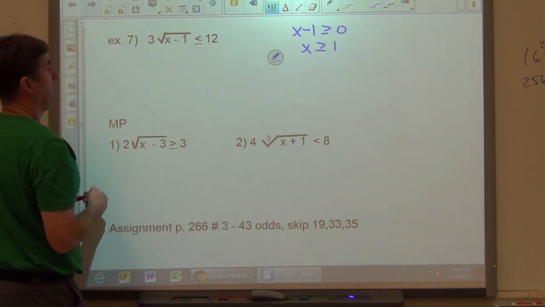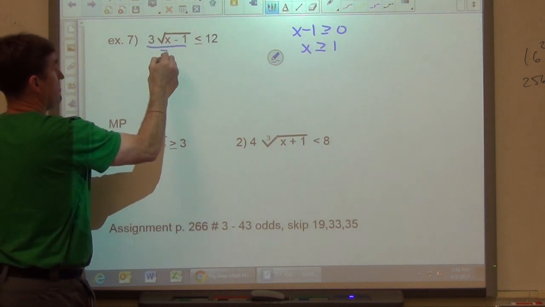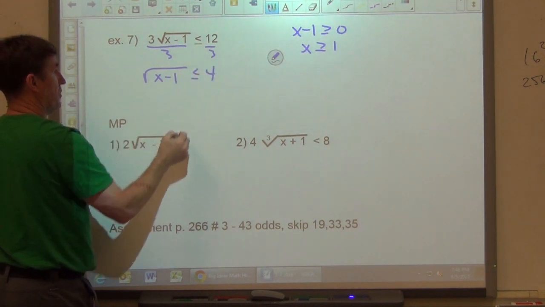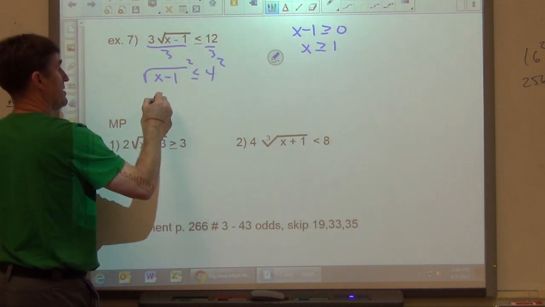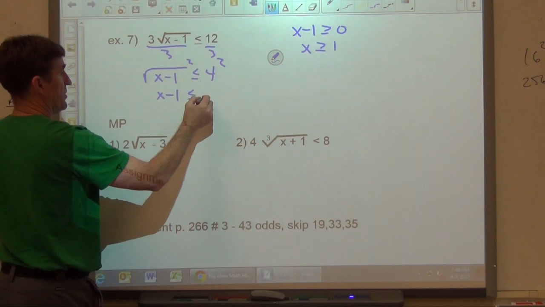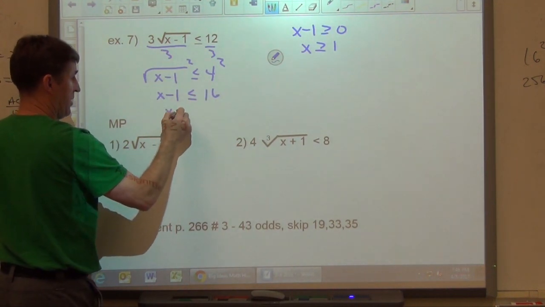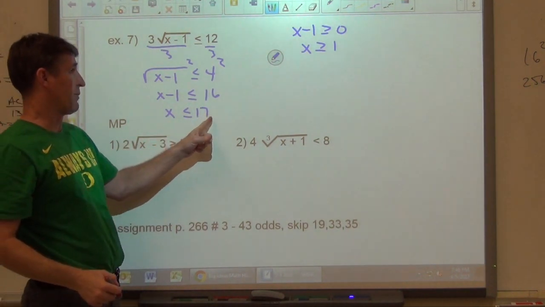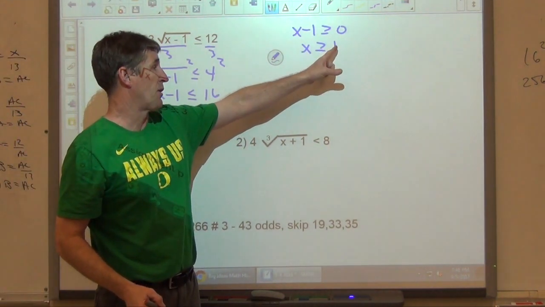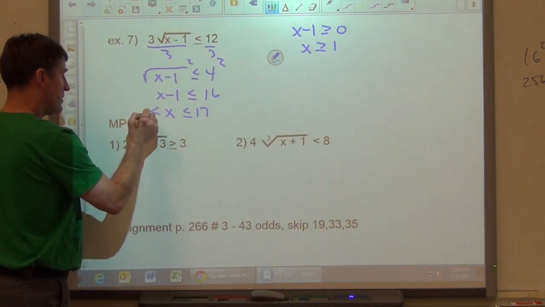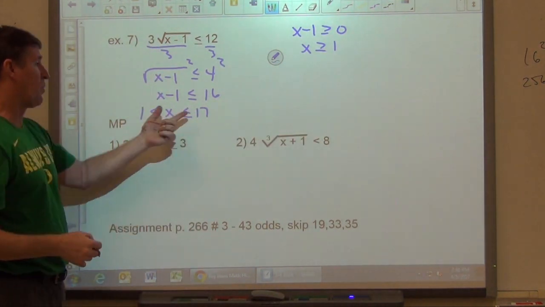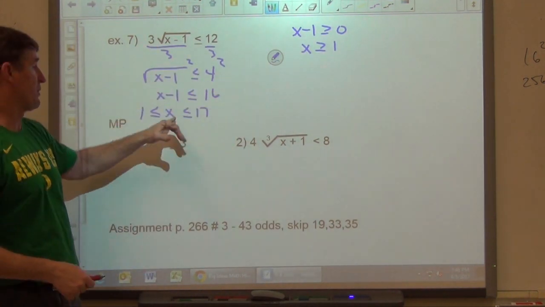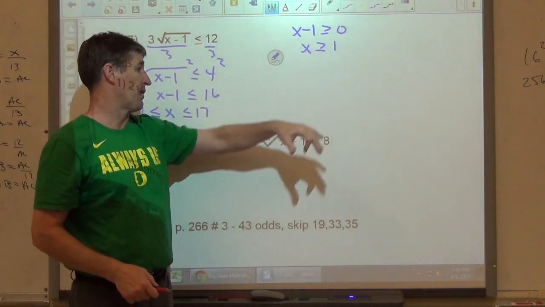So we'll try it in the problem. Now we'll solve this. So divide by 3. Square root of x minus 1 is less than or equal to 4. Square both sides. X minus 1 is less than or equal to 16. Add 1. So we got x is less than or equal to 17, but we also know that x has to be greater than or equal to 1. So that would just mean x is between 1 and 17. You don't have to worry about that if it's greater than, because it would have been x is greater than 17, then this wouldn't even apply.